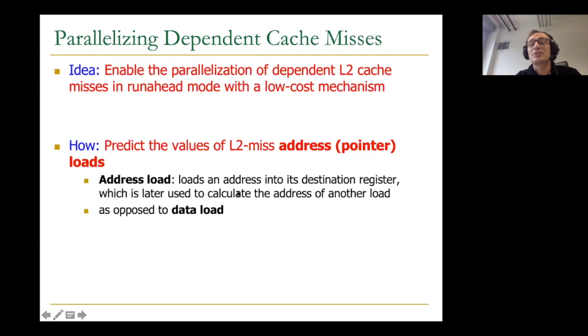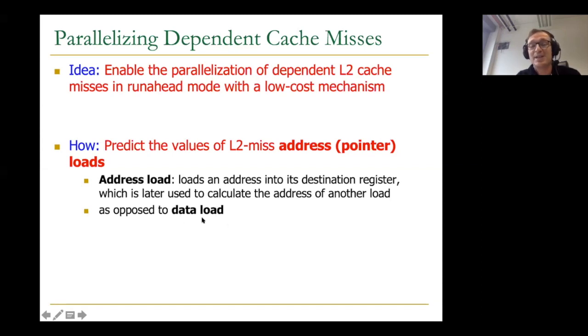So an address load is a load that loads an address into its destination register, which is later used to calculate the address of another load. And you can figure out what's an address load with techniques. You've seen one technique in content-directed prefetching, as we discussed last time.